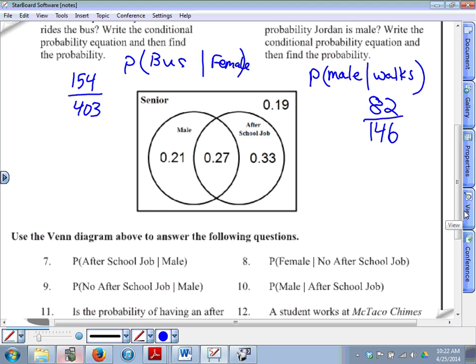This is our homework. After school job, that is a male, so it would be. Okay. Let's see if we can speed this up. I'd like to get to some of the problems on the back. Yeah.